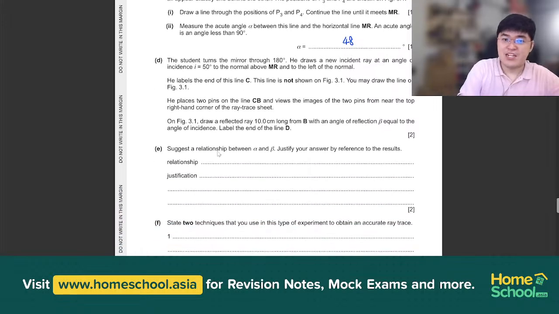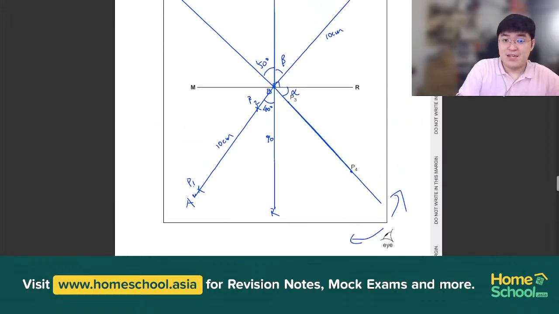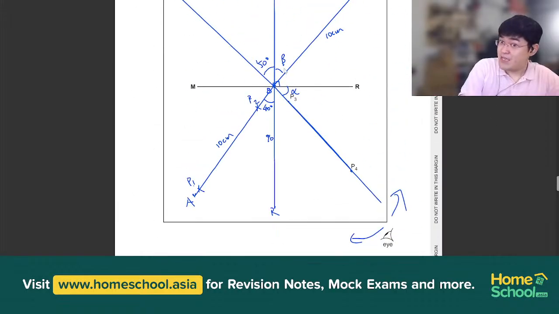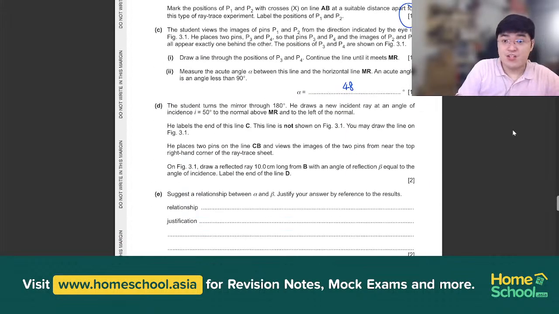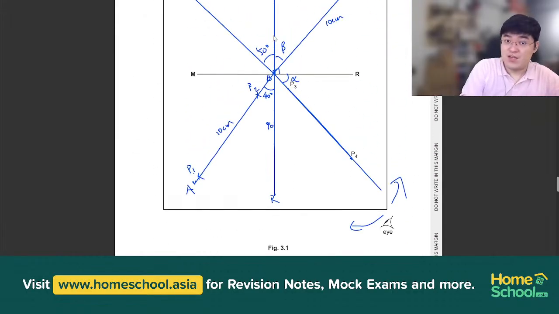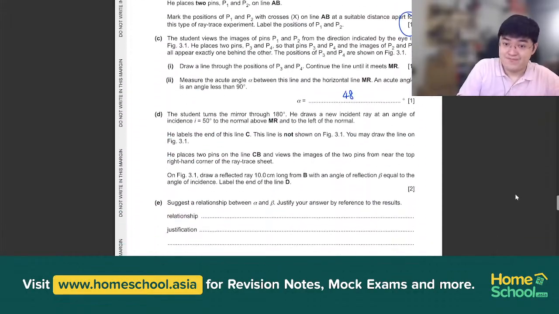We have to suggest a relationship between alpha and beta and justify the answer by reference to the results. As you can see over here, alpha is over here, beta is over here. They are very, very close to each other. Alpha is 48 degrees, beta is 50.